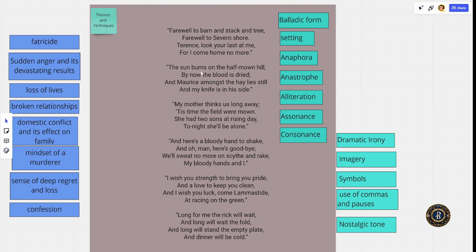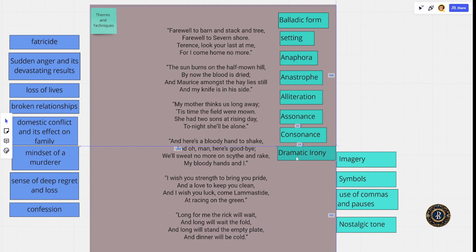Then once again you can find examples of consonance. "Blood is dried," the d sound is repeated. "Morris, amongst, lies, still," the s sound is repeated. "His side is his side," once again consonance. So like that, there are lots of sound devices employed in the poem.